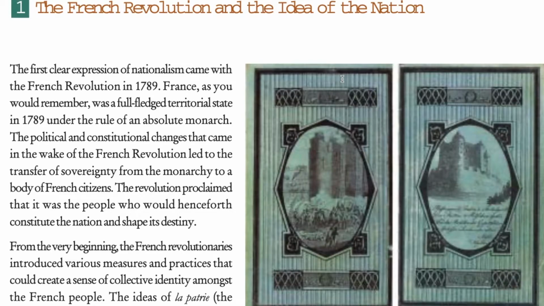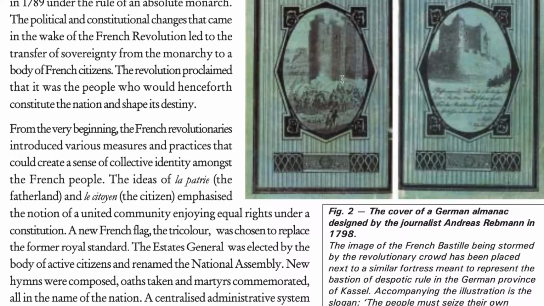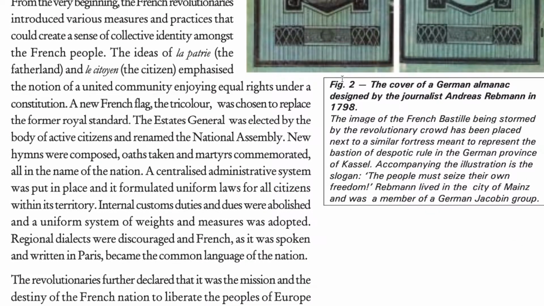From the beginning, French revolutionaries introduced various measures and practices that would create a sense of collective identity amongst the French people. The ideas of la patrie, the fatherland, and le citoyen, the citizen, emphasized the notion of a united community enjoying equal rights under a constitution. A new French flag, the tricolor, was chosen to replace the former royal standard. The Estates General was elected by the body of active citizens and renamed the National Assembly. New hymns were composed, oaths taken, and martyrs commemorated, all in the name of the nation.